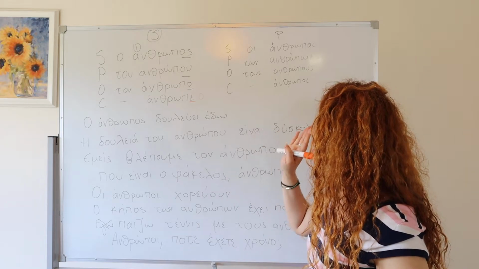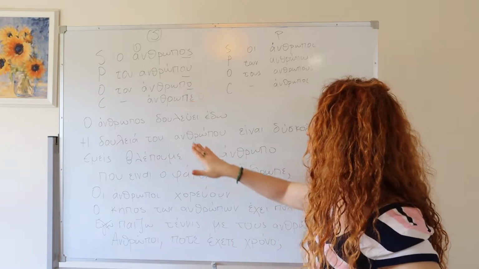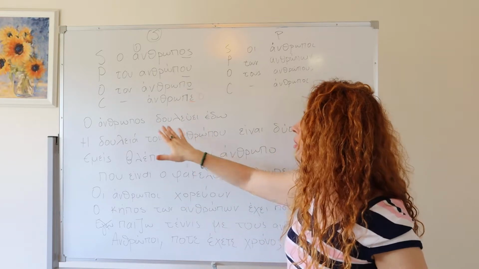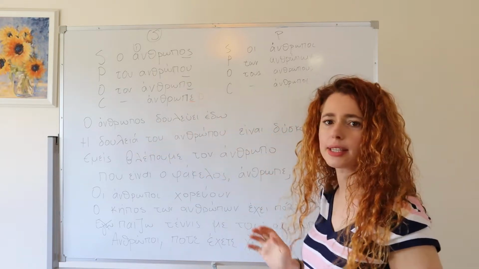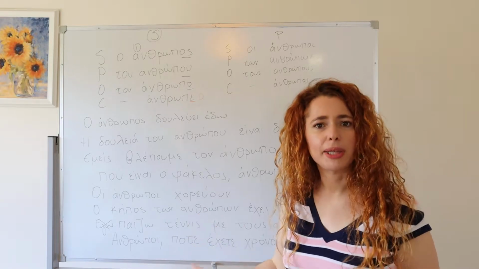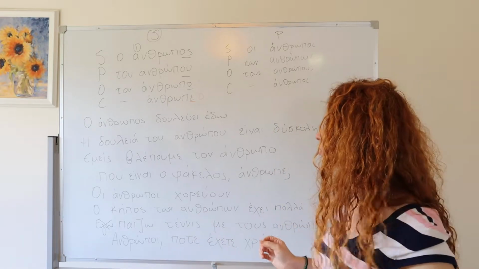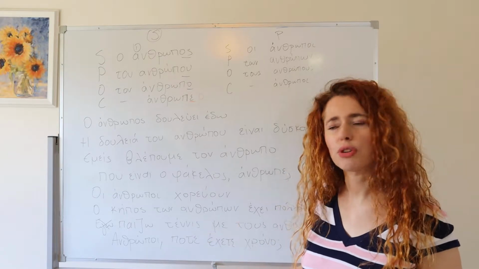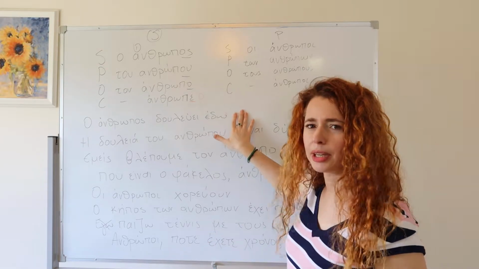Λοιπόν, let's start with examples with singular nouns. Ο άνθρωπος, the subject of the sentence. Δουλεύει εδώ. The human or the man works here. Ο άνθρωπος έχει 3 παιδιά. The human or the man has 3 children. Ο άνθρωπος περπατάει στο δρόμο. The human or the man walks on the street. I think it's pretty easy, the subject.